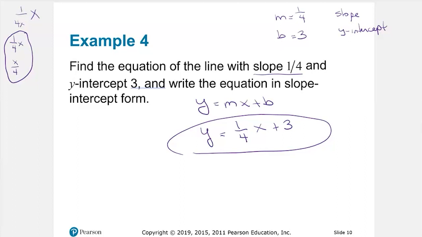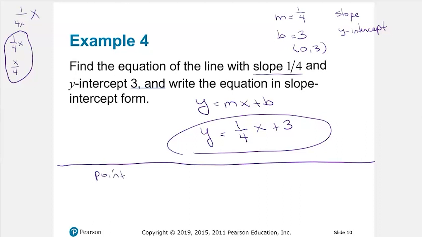Now, just for the heck of it, since I know that's the y-intercept, and I know whenever I have a y-intercept, the point that goes with it is x equals 0, y equals 3. So if I want to put that into point slope, I can just use my values, right? I know I have a point and I have the slope. So I can say y minus y1, which is 3.